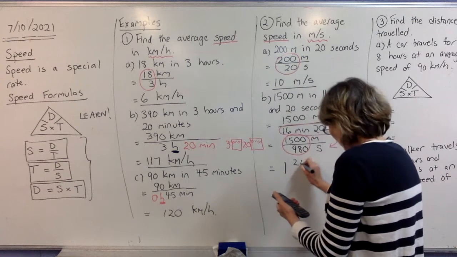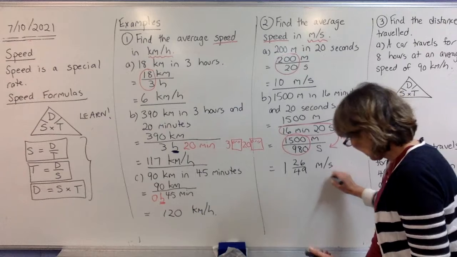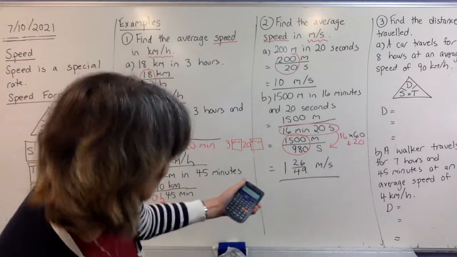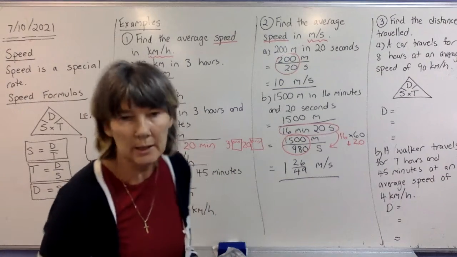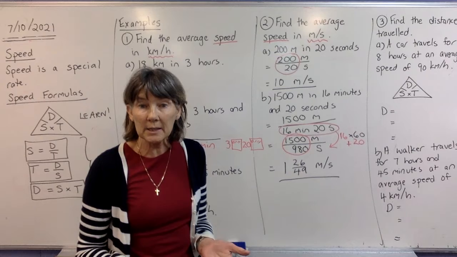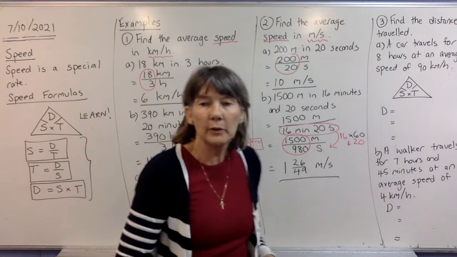All right, so we've got 1 and 26 over 49, and you're going to write metres per second. You can give the decimal answer if you like, but I like this one because it's exact and there's less to write. Okay, so remember, if you don't like your answer, press SD or Shift SD to get what you want. All right, number 3.